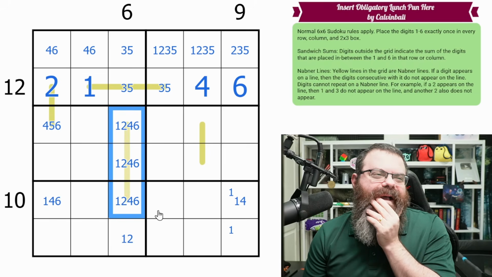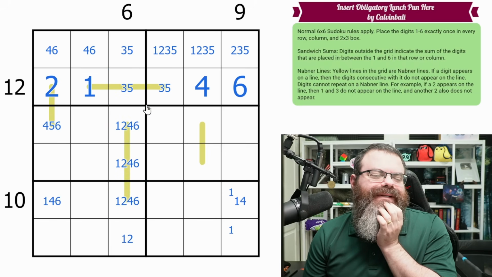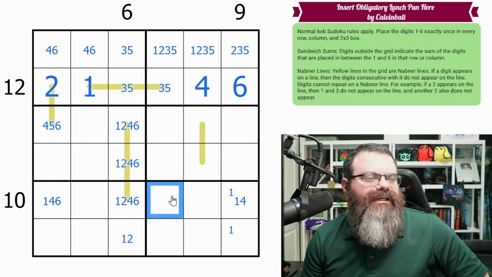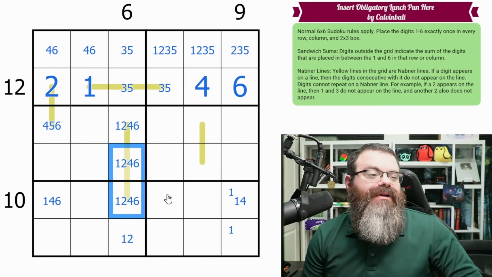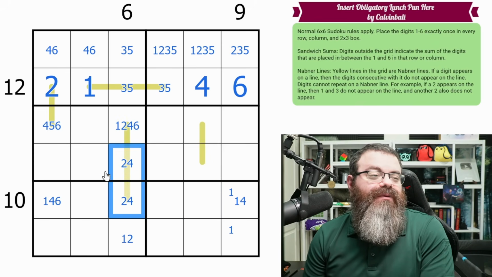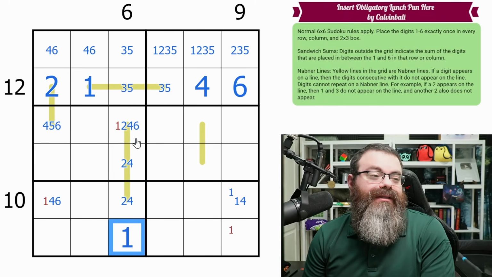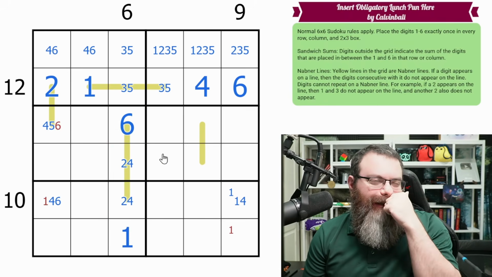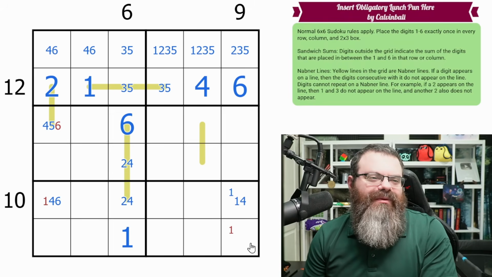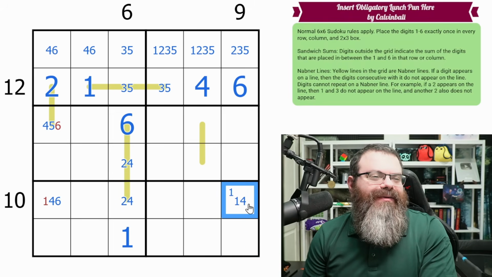Now, what else can I do here? I have this Nabner I haven't looked at much. Oh, sorry. We know where the sandwich is, so the 2, 4 is in the middle. Right. And then this can't be 6. So this has to be the 1 and this has to be the 6. Okay. For some reason, I just didn't consider the fact that the 1 and the 6 were around the 2, 4. Anyway, that places the 1 here.